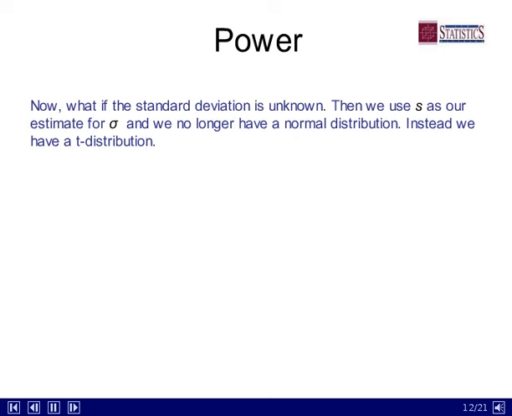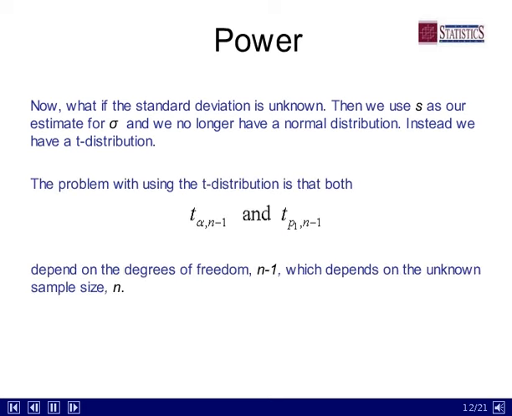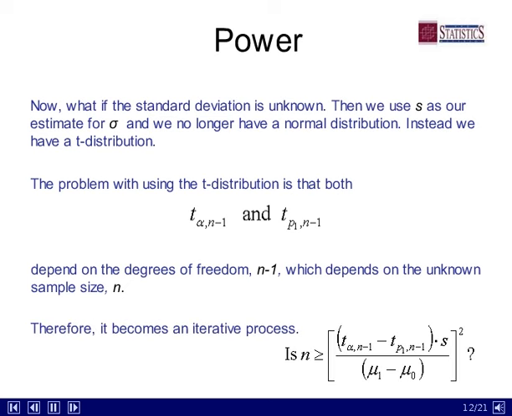All right, so now what if the standard deviation is unknown? Then we use S as our estimate of sigma, and we no longer have a normal distribution. So instead, we have a t-distribution if we don't know the standard deviation. Well, this is a problem, because with the t-distribution, in the same basic equation as the z, we need to replace z alpha and z of p1 with t alpha and t of p1. But both t alpha and t of p1 depend on degrees of freedom, which involve n. So we're trying to solve for n. We don't know n, and yet the formula involves n in the degrees of freedom. So this is a problem.